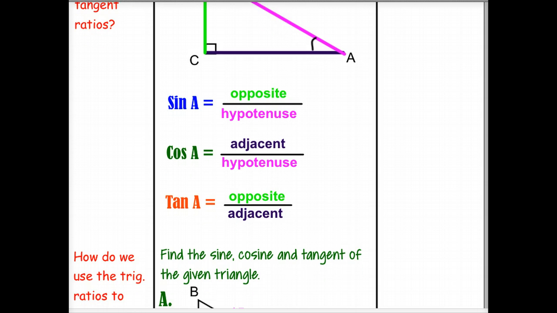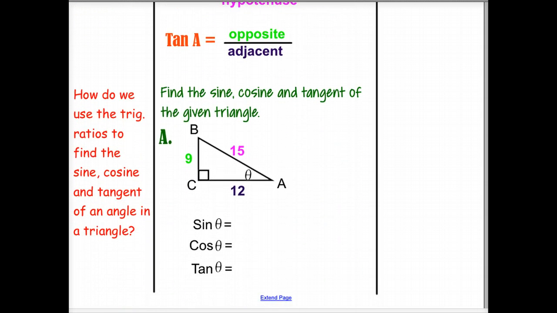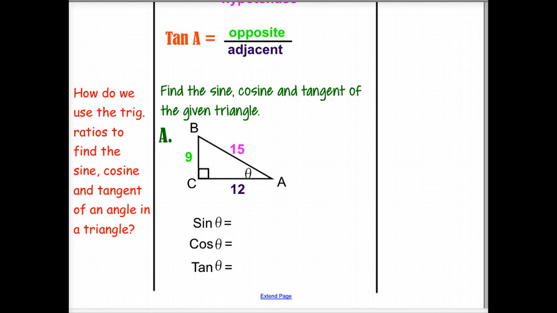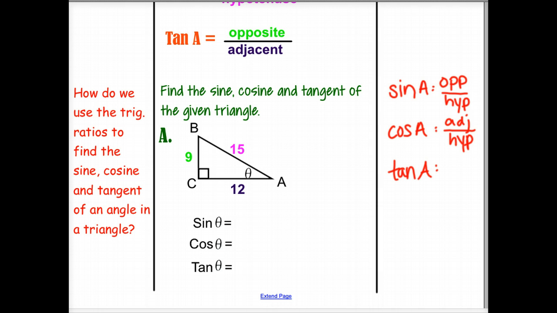So the question is how do we use these trig ratios to find the sine, cosine, and tangent? Now, remembering that sine is opposite over hypotenuse, cosine is adjacent over hypotenuse, and tangent is opposite over adjacent. We have here, we need to come up with our ratios for theta, which is what this symbol here is.